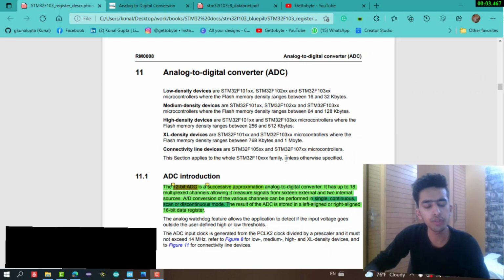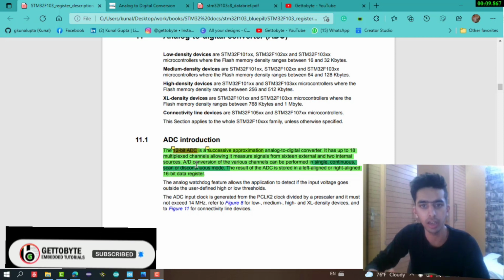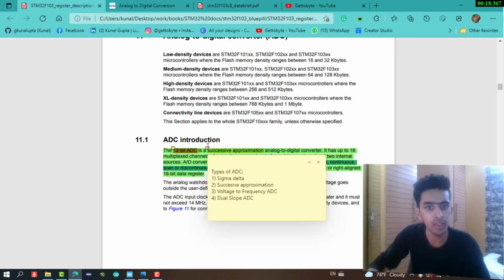understanding the ADC peripheral from the data sheet. So the 12-bit ADC is a successive approximation analog to digital converter which is present in the STM32 F103 microcontroller. Successive approximation is a type of ADC. Along with successive approximation, there are many types of ADC which you might have frequently heard of: sigma delta, successive approximation, voltage to frequency ADCs, and dual slope ADCs.